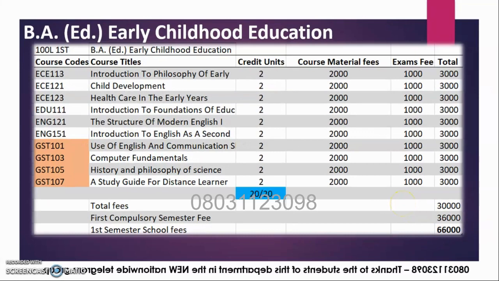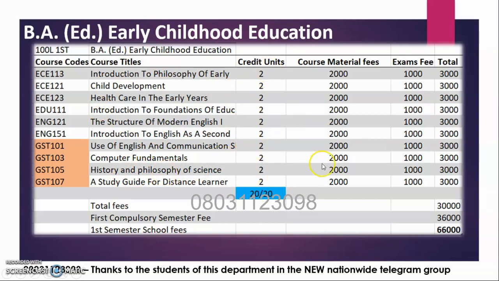So we have Bachelor of Arts in Education, Early Childhood Education. It is one of the popular programs right now. We have 100 level courses to be registered here, and you're expected to pass all of them. You register all and pass all of them.